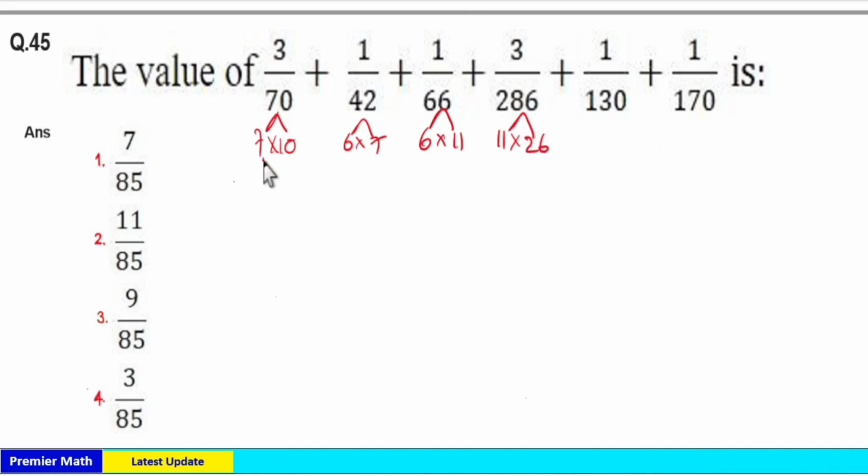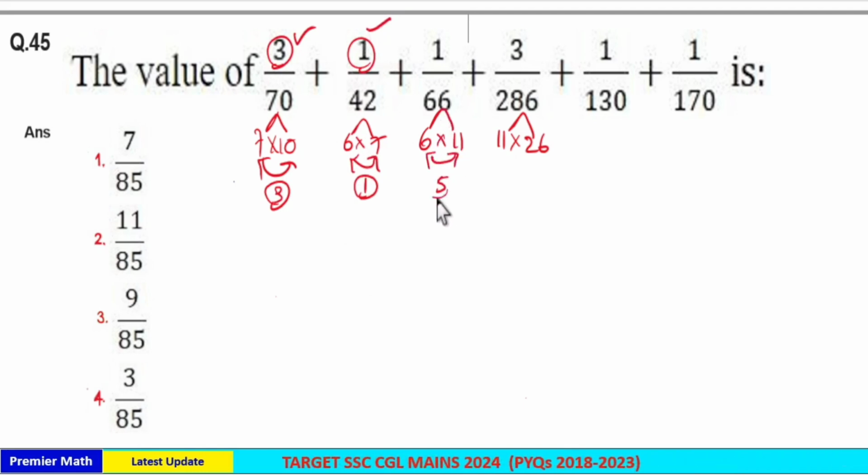Now difference between 10 and 7 is 3, which is given in the numerator. Difference between 7 and 6 is 1, which is also given in the numerator. So these two terms are correct. Now here difference between 11 and 6 is 5. Not given in the numerator. Difference between 26 and 11 is 15. Only 3 is given in the numerator.